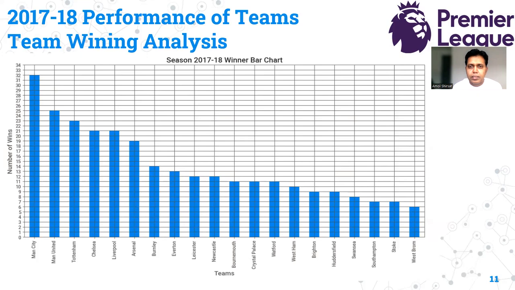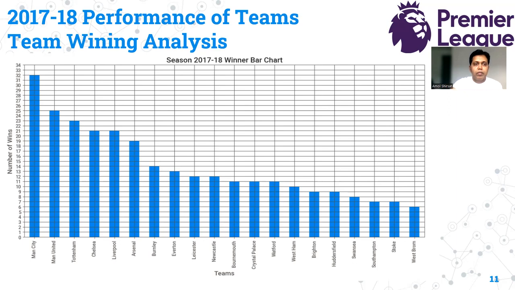Next, we will be doing the analysis for 1 season, 2017-18, and we'll be seeing the different types of results that we have tried to extract for this season. The first thing is the winner, and we can find out that Manchester City was the team who have won the maximum number of matches. There are 38 matches, so out of 38, 32 matches were won by Manchester City, making them the champion for this season, followed by Manchester United, who have won 25 matches, and then followed by Tottenham, Chelsea, Liverpool in that order.